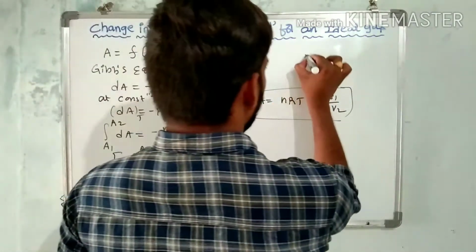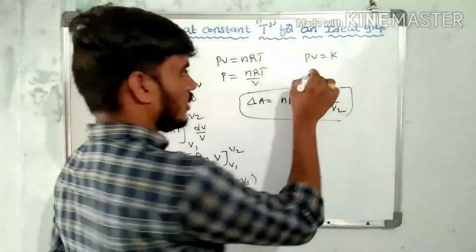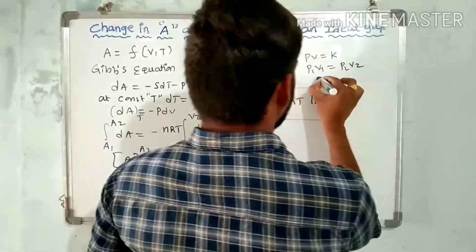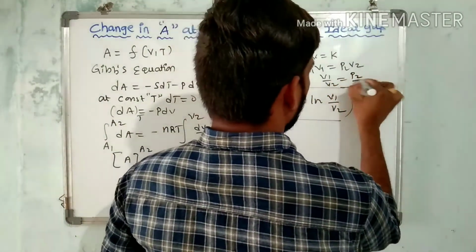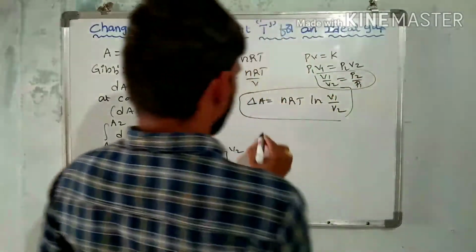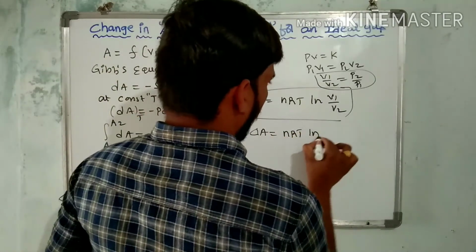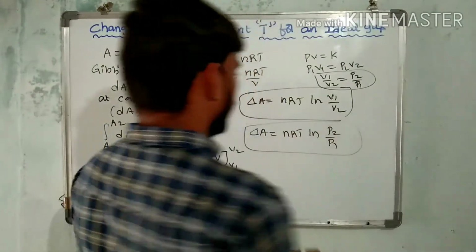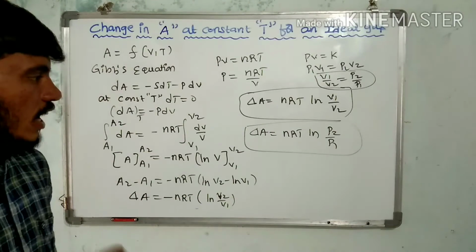For an ideal gas, PV is equal to constant at constant temperature. So P1 V1 is equal to P2 V2, and V1 by V2 is equal to P2 by P1. Substituting this value in the equation, delta A is equal to nRT ln P2 by P1. This is the change in work function of an ideal gas at constant temperature in terms of pressure.